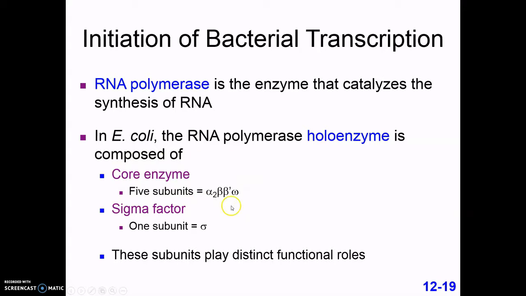So we have the core enzyme, which has 5 subunits, 2 alpha subunits, a beta subunit, a beta prime subunit, and the omega subunit. This is the core part that is involved in actually making RNA, and this is the part that will continue on making the rest of the RNA chain as it progresses on through elongation. The sigma factor is made up of a single subunit, and this is actually what binds those -35 and -10 sequences.